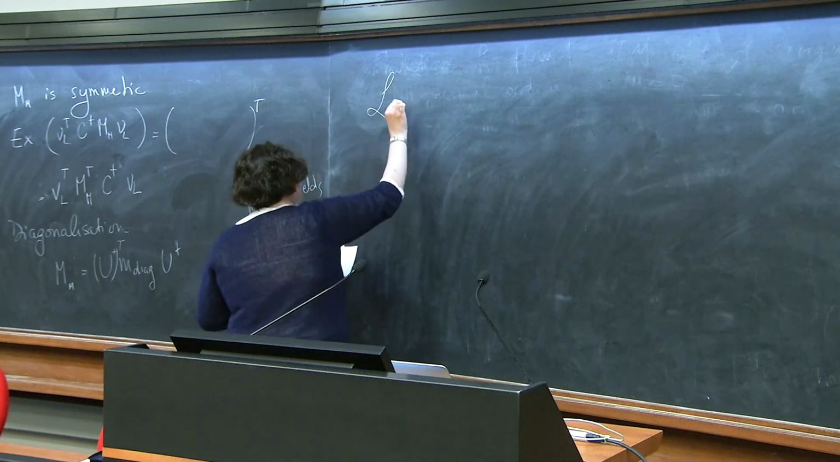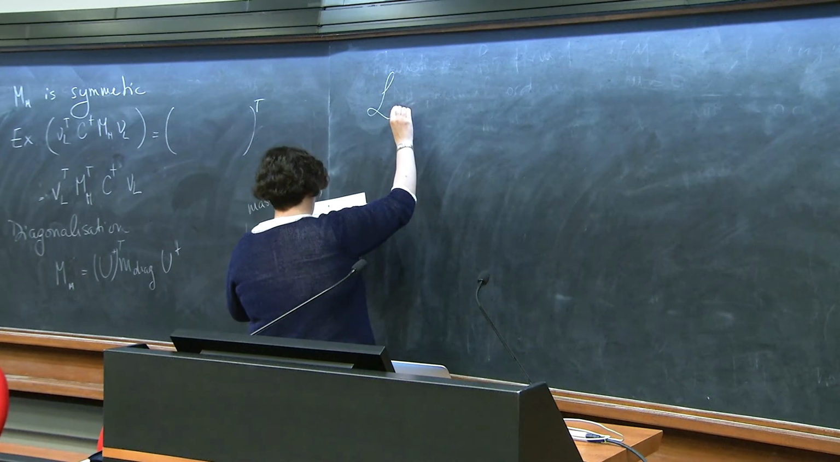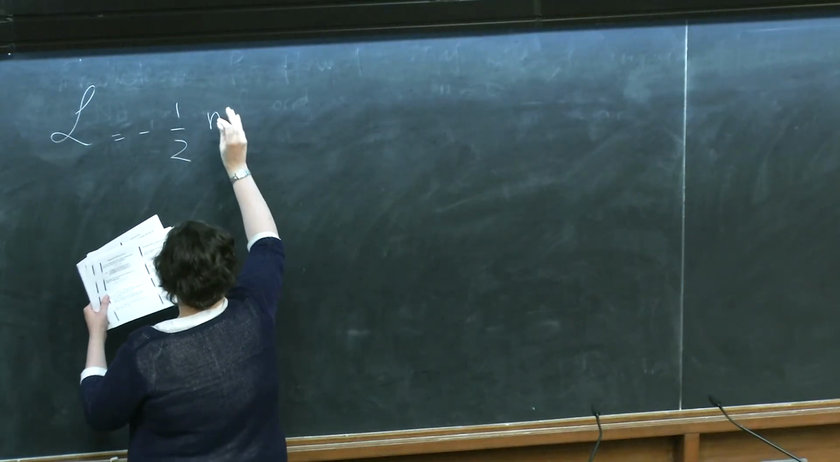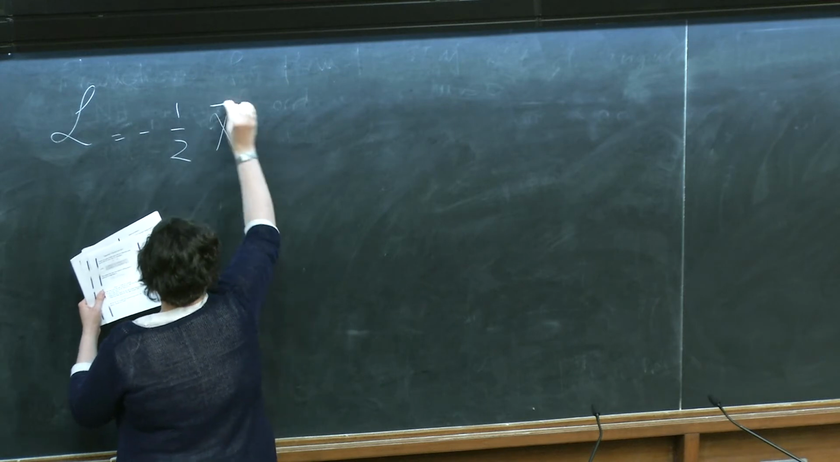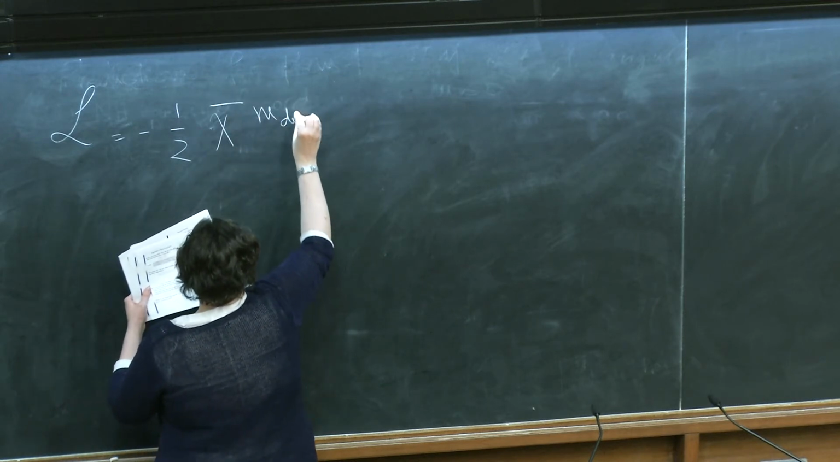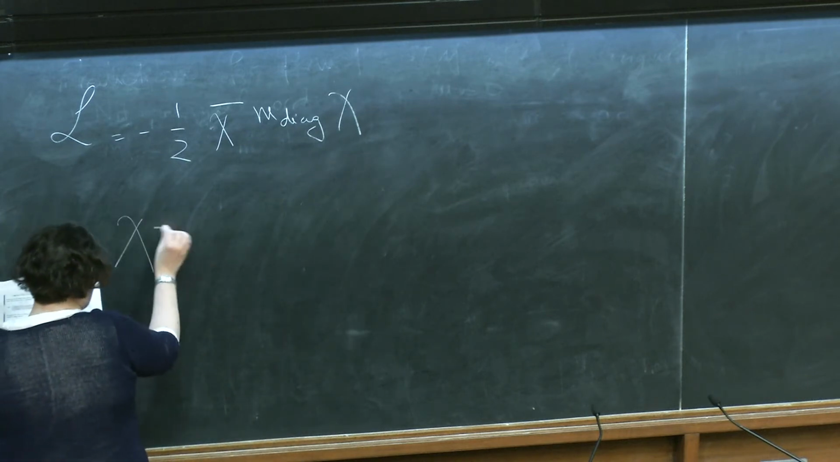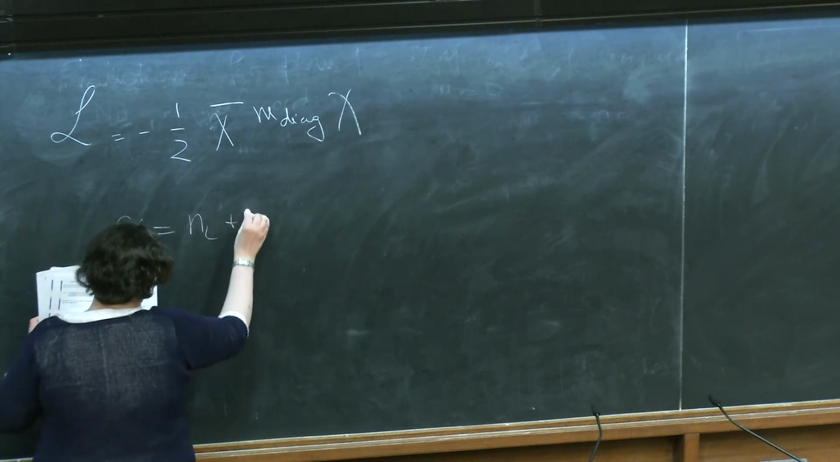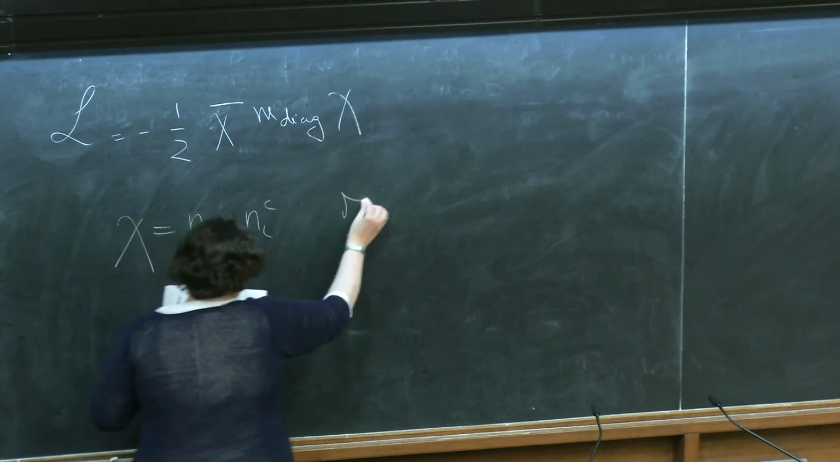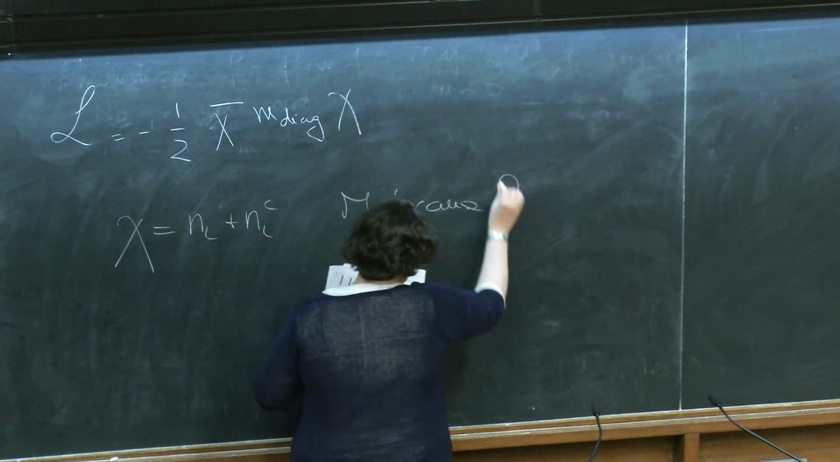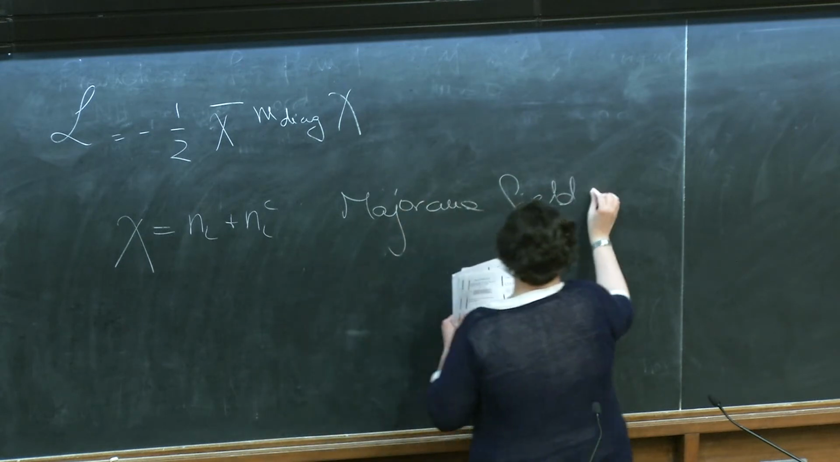So I can rewrite the Lagrangian in terms of chi bar with the diagonal matrix chi, where this chi is n left plus n left C. So it's a Majorana field. So if I have a Majorana mass term, I can show that I will end up with Majorana fields.